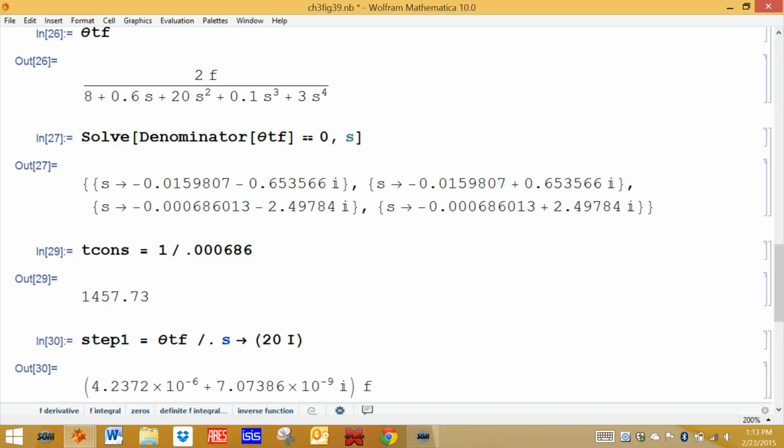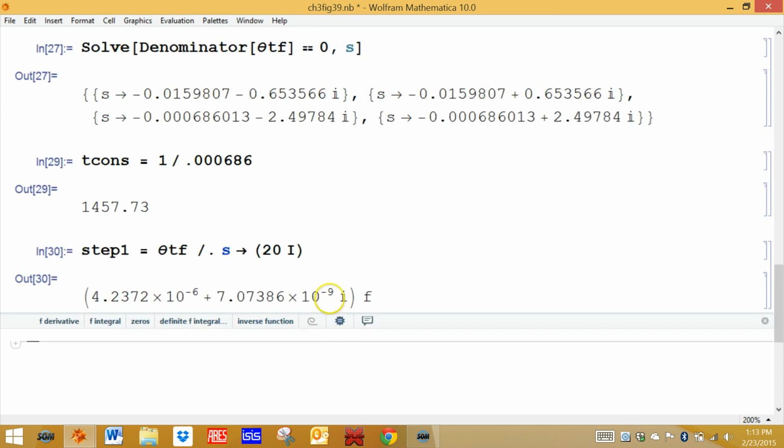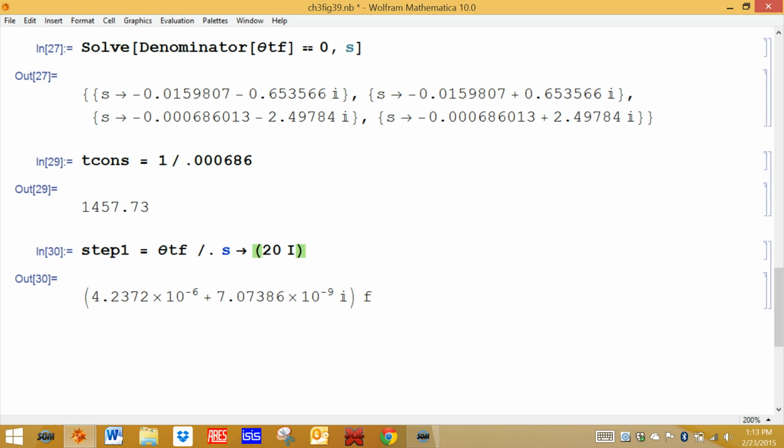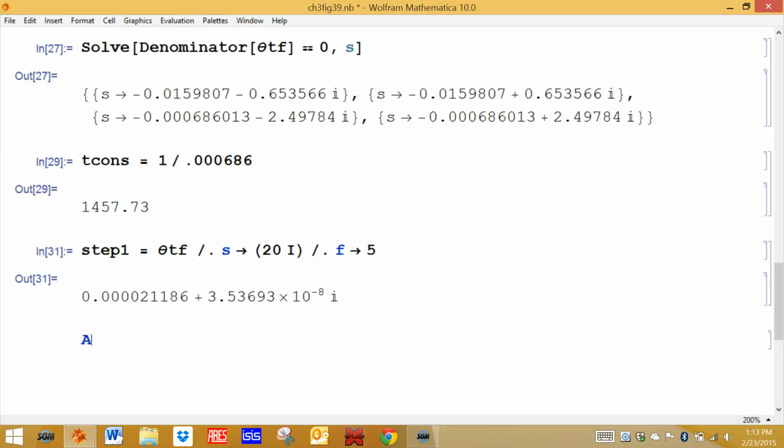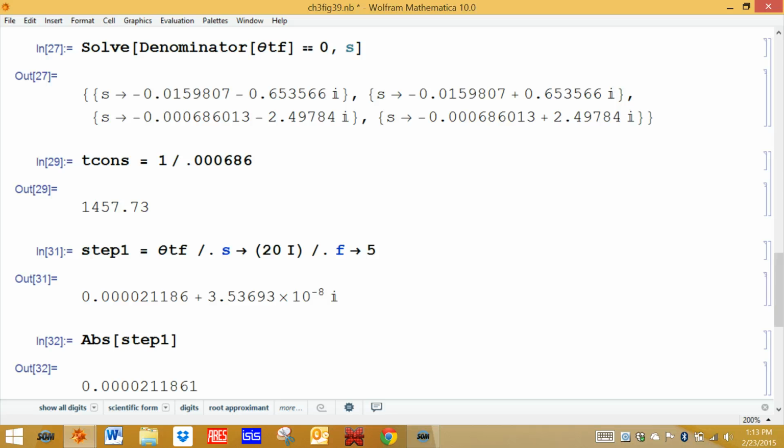And so that is my first step. The F magnitude is 5, so I'm going to also substitute in F is 5. So there we go. And then I'm looking for the magnitude, which in Mathematica is the absolute value. So I'm going to ask for the absolute value of step 1, and so that would be the magnitude.